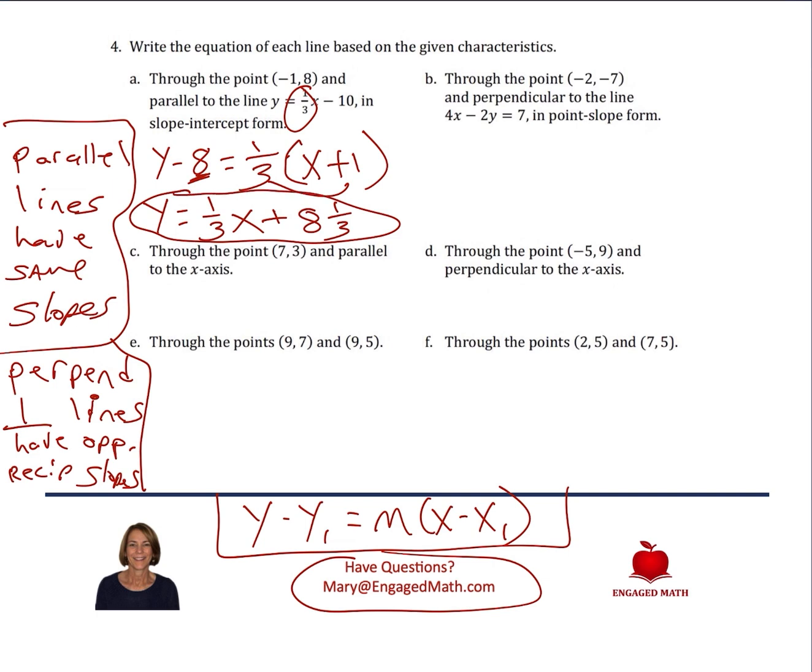All the other ones, I spent a lot of time talking through the overall view of these, so now we can kind of roll. Okay, B, we're going to again write it as y plus 7 equals. Now, here we have to make our line perpendicular to this line.